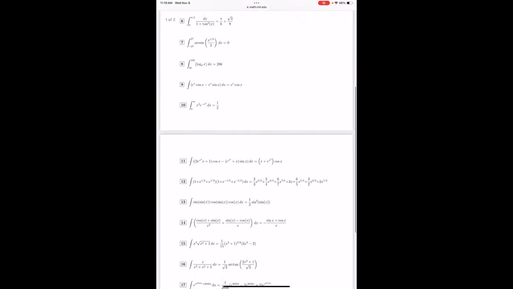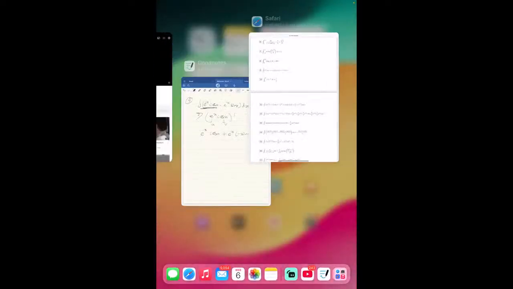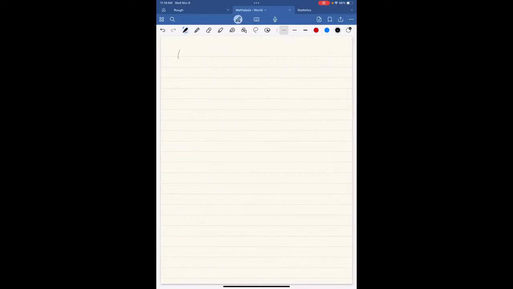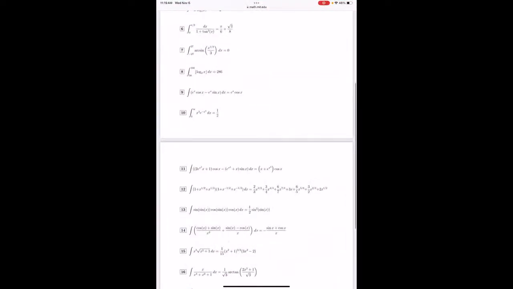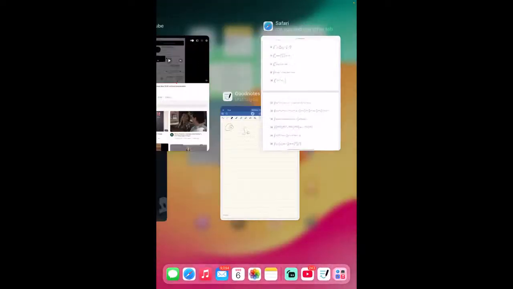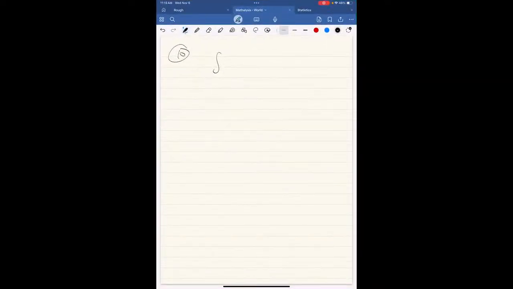Okay, next one is the integral of x cube e to the power minus x squared dx. Sorry, what was the question? Okay, 0 to infinity x cube e to the power minus x squared dx. So let's try to solve this problem.